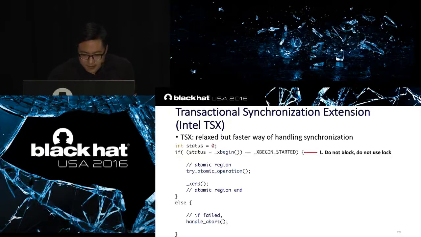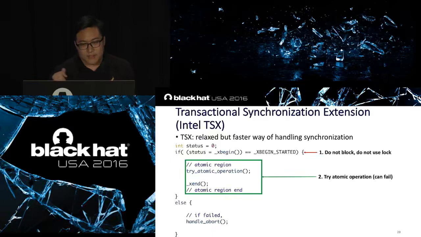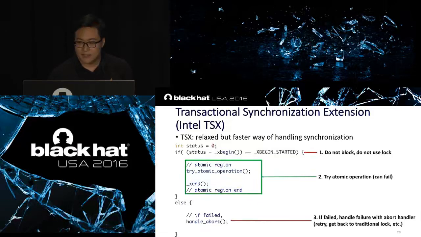So calling xbegin is actually similar to acquiring a lock. But this time, there's no lock at all, so it does not wait. Then it tries to execute the atomic region. So it just tries, but it could fail. If there's another thread working on the same data, or if there's another exception, it could fail. So it has an exception handler at the end.